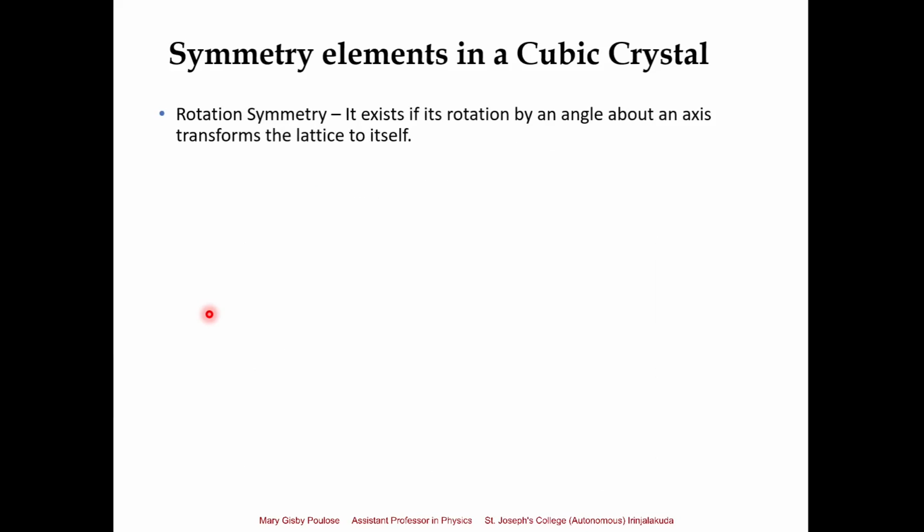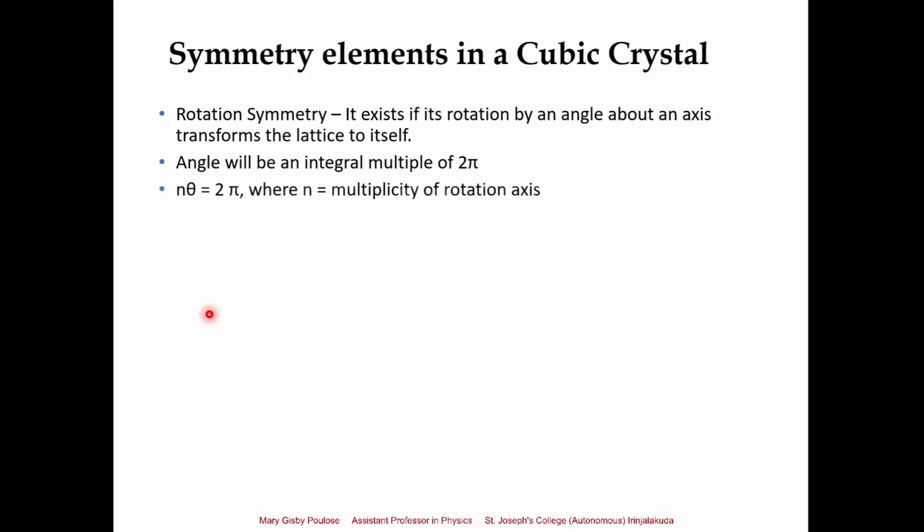Now, a cubic crystal has rotation symmetry. It exists if a rotation by an angle about an axis transforms the lattice to itself. The angle will be an integral fraction of 2 pi, and we have the relation n theta equals 2 pi, right? Even if we rotate it just a single time, it will be equal to 360 degrees, right? Again, if certain crystals are rotated by 90 degrees 4 times, it will be 360 degrees. So here n represents the multiplicity, how many times I can rotate about that particular axis, and n decides the fold of the axis.